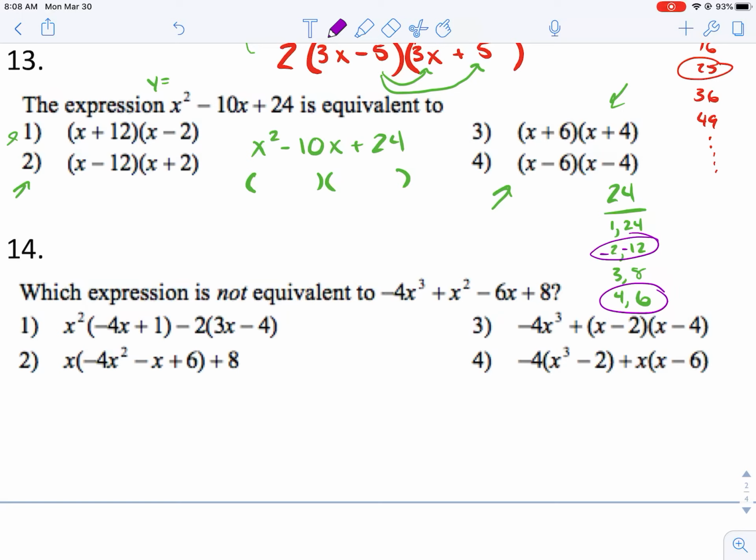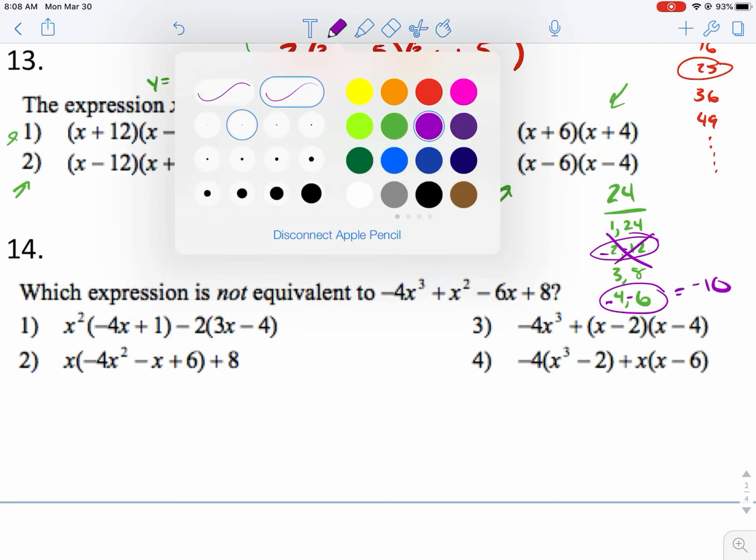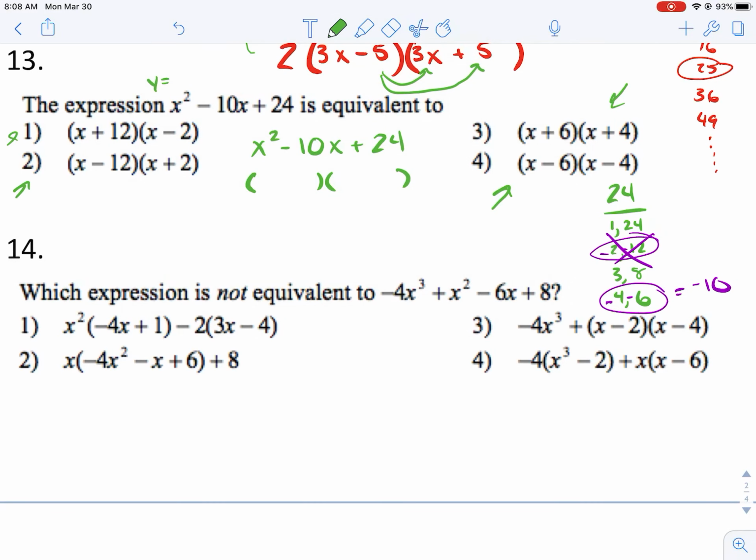And the only numbers that add up to 12 are this and this. If I add both of these as negatives, it would be negative 14. This gives us negative 10. So it would have to be negative 4, negative 6. So x minus 4, x minus 6. And do we see that answer? We sure do. That is number 4.